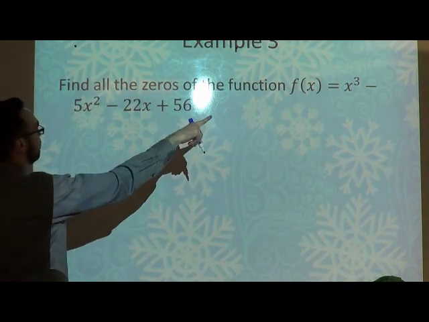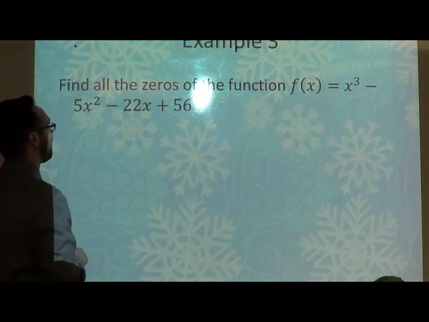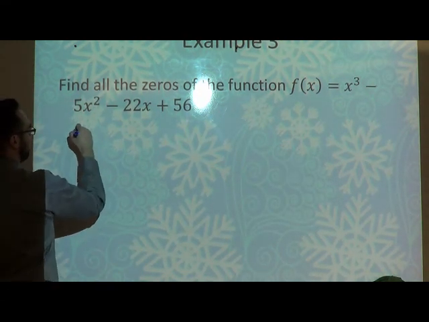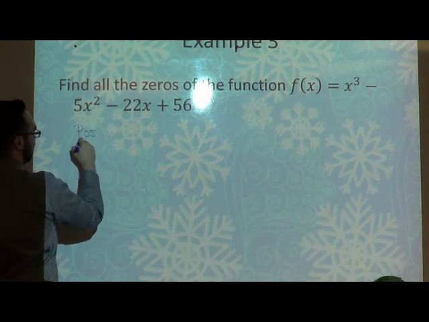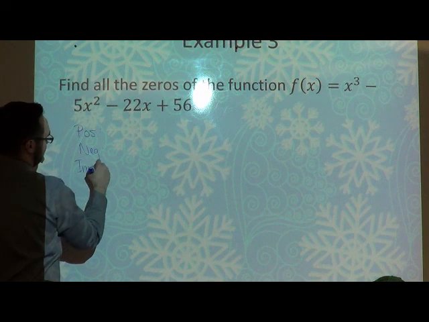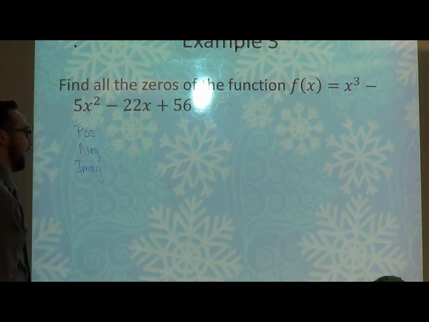So we have x cubed minus 5x squared minus 22x plus 56. First we're going to go through and discover how many positive, how many negative, and how many imaginaries do we have.